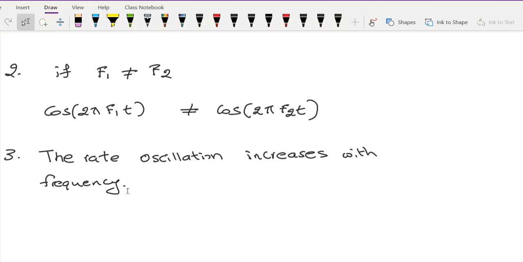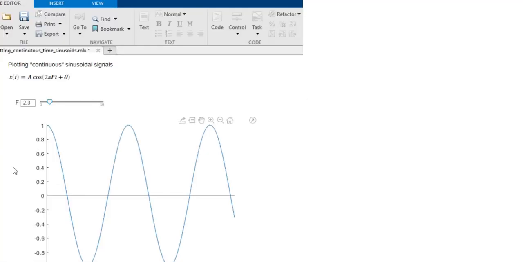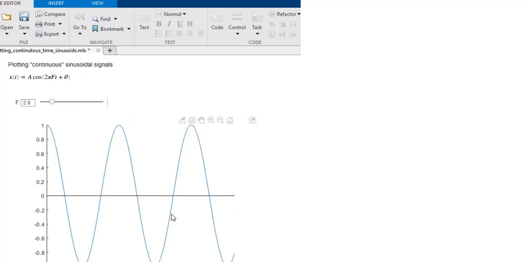We can see this effect using a software demo. This is a MATLAB demo made using MATLAB live scripts. What I'm showing here is the signal x of t is capital A cosine 2 pi F t plus theta. Capital A is 1, theta is 0 in this case, and I can adjust the value of capital F using this slider here.